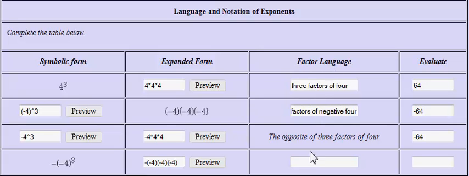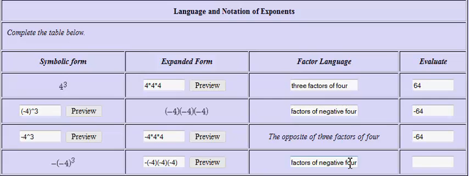Then in the factor language, this part of the problem would be 3 factors of negative 4, but don't forget we want the opposite of that. So you can use this sentence as a guide. We want the opposite of, so we'll start our sentence just like this, the opposite of. And then we have 3 factors of negative 4, so I will type 3 factors of negative 4. Make sure you check your spelling as you type.